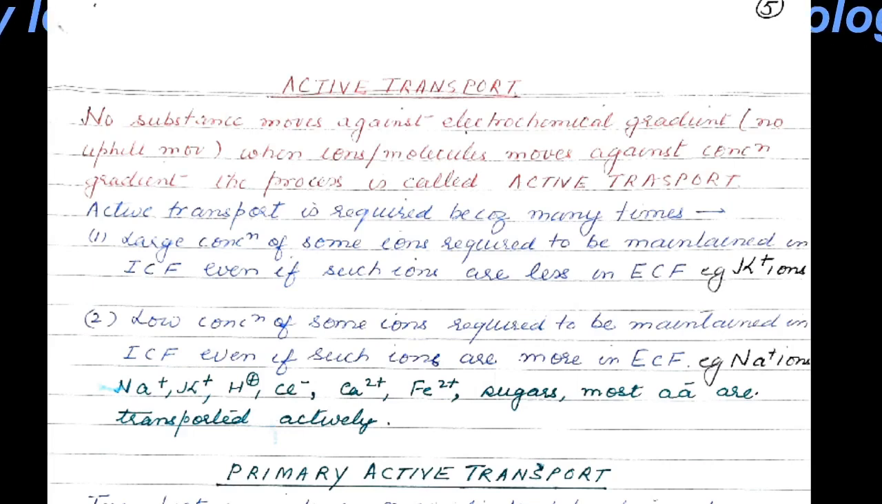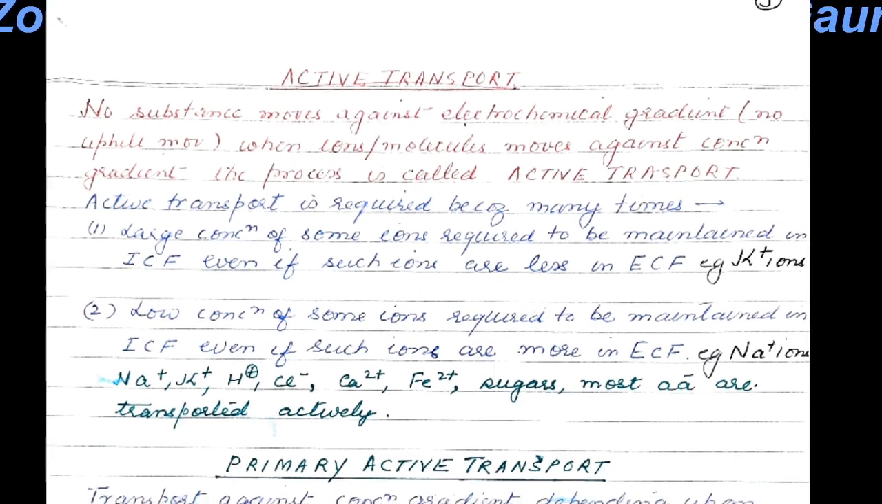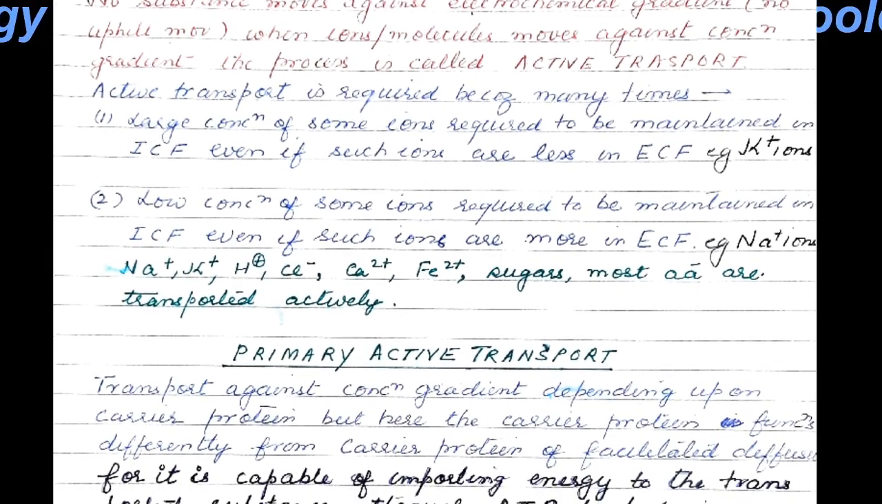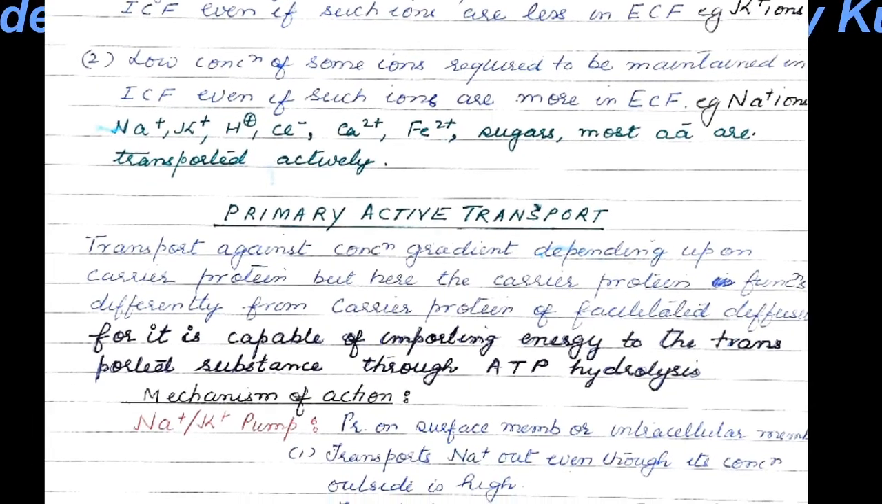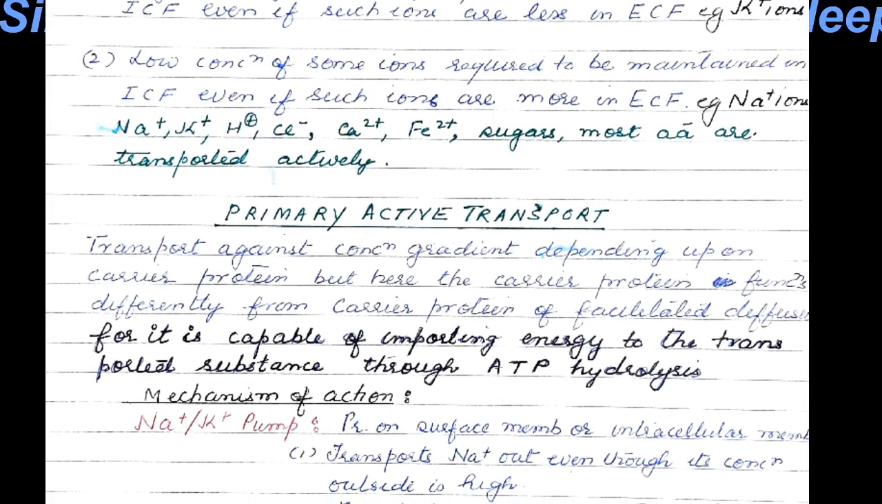So sodium, potassium, H ions, chloride ions, calcium ions, Fe ions, sugars, and most amino acids are transported actively. That means there is involvement of ATP in it. Energy is expended in this kind of transport. There are two kinds of transport; first, primary active transport.